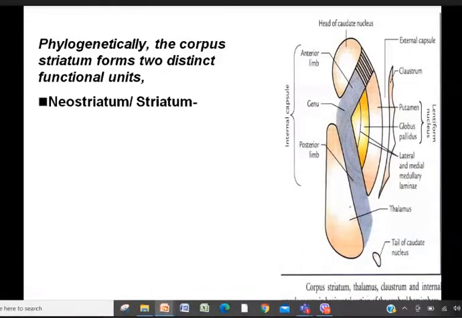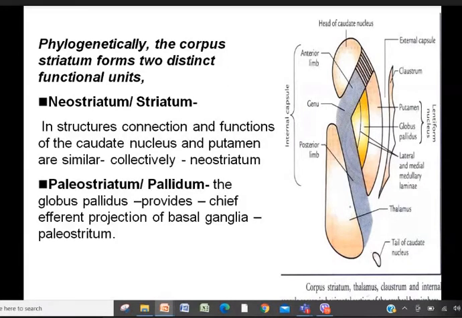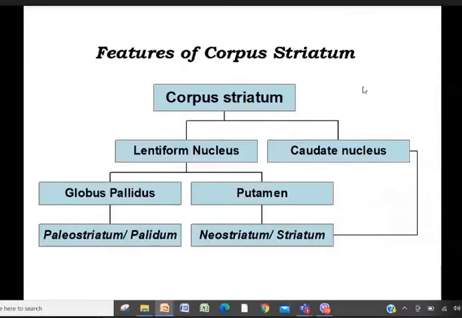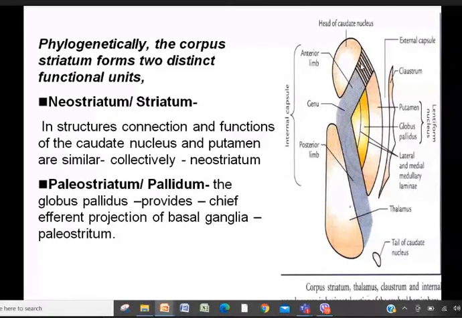Now, phylogenetically, the corpus striatum forms two distinct functional units, which I told you, that is neostriatum and paleostriatum. In the neostriatum, the structure, connection, and function are between the caudate nucleus, look here, this is the head of the caudate nucleus, and the putamen. These two are connected in the neostriatum, so they are collectively known as neostriatum. If someone asks you what is neostriatum, you have to say it is the connection and function between the caudate nucleus and the putamen.